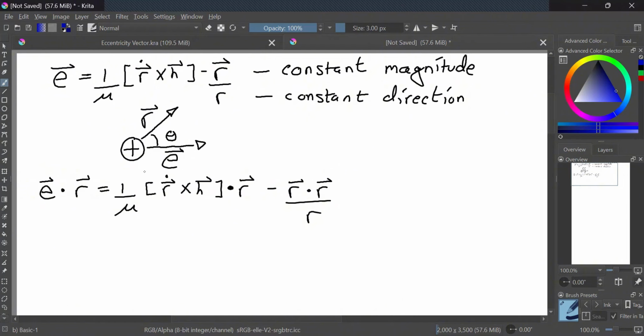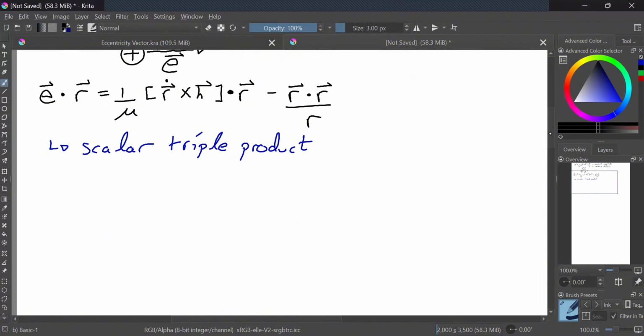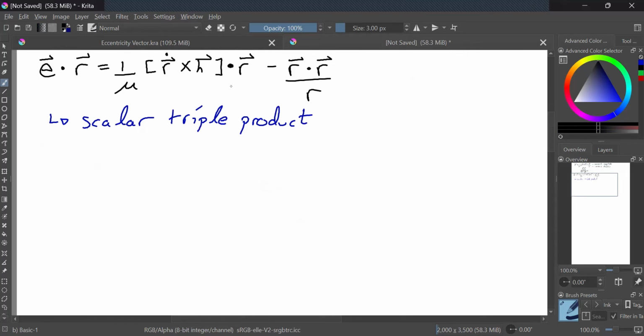This allows us to explore something called a scalar triple product. And in the interest of time, I'm not going to spend too much time going into detail on this, but the short version is that we can rearrange this to be a little easier to work with. But before I write that down, let's take care of the left-hand side first.